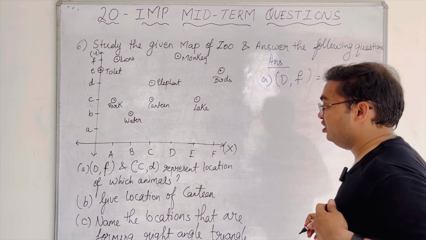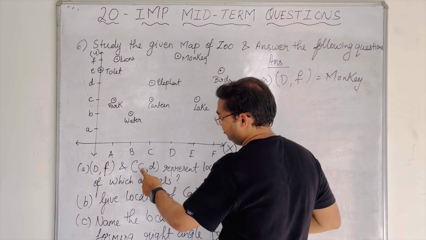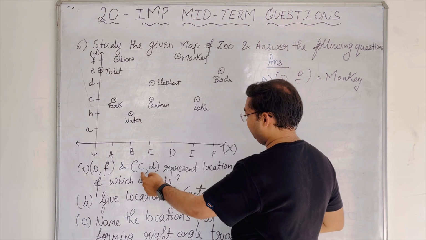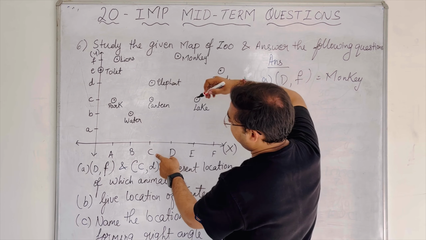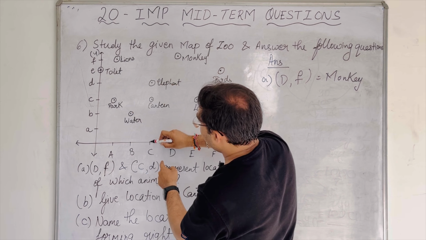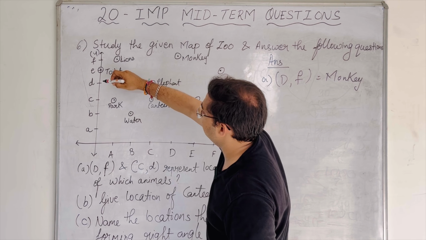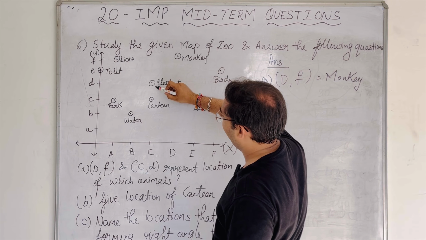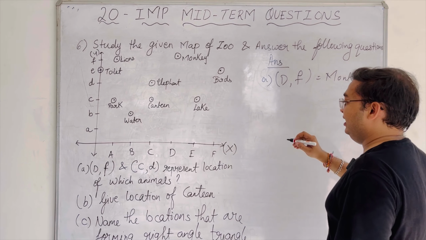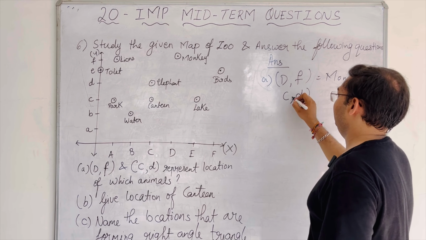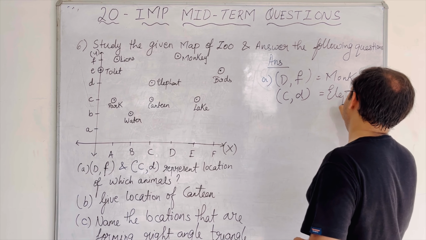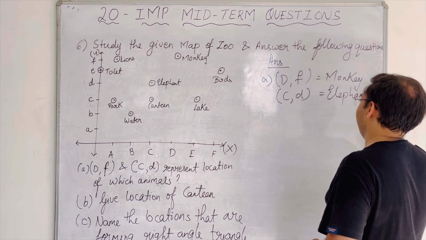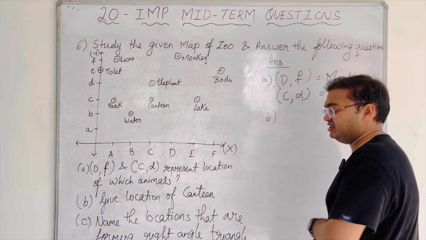This way we have to cross. What we are doing, I'll explain once again. In the second bracket, C is on the x-axis, we have taken C over here and we'll take d from here. So from this C we go up and from this d we go across, and both the lines intersect over here. That means C and d is our elephant. I hope this is clear to you how we did it. If you are not clear, rewind and check it out.